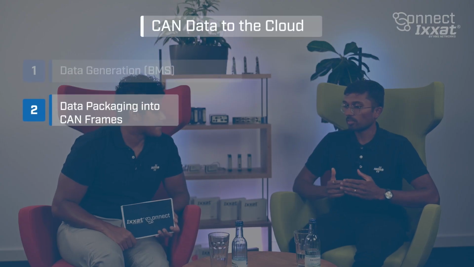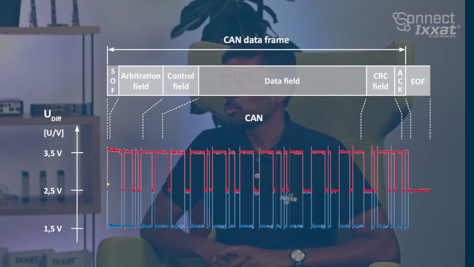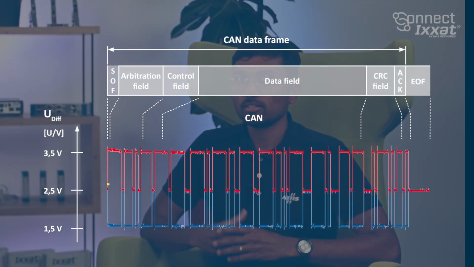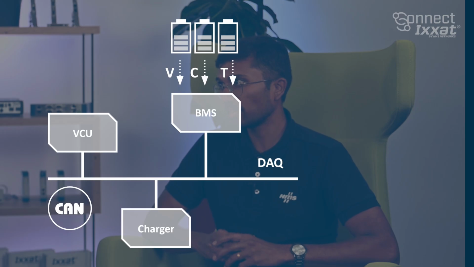And in the next step, the information from the BMS is packaged into CAN frames, where there's the CAN ID, the CAN data length code, and the actual data payload, all such information. Once the data is packaged into CAN frames, it is transmitted over the CAN bus, which serves as the communication network linking various devices.